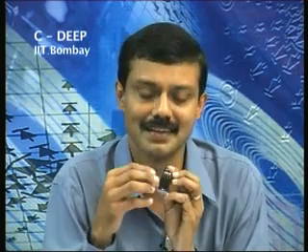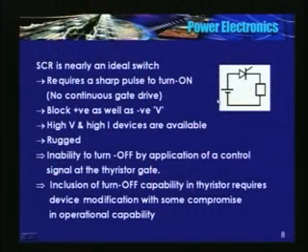But then what is the limitation? It has one limitation. It cannot be turned off by the application of a control signal at the thyristor gate. You cannot turn it off by applying a negative gate current through the gate. So see here that I have summed all the properties of the thyristor. So this is the limitation, inability to turn off by application of a control signal at the thyristor gate.